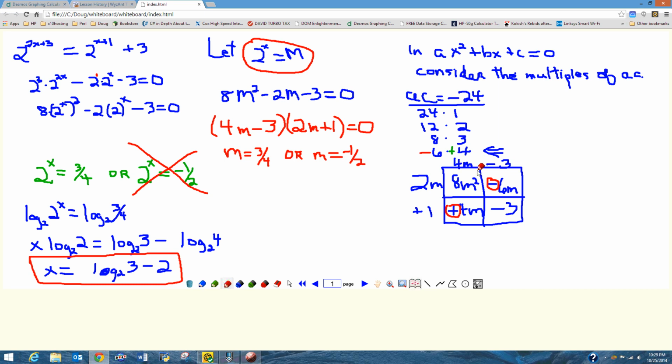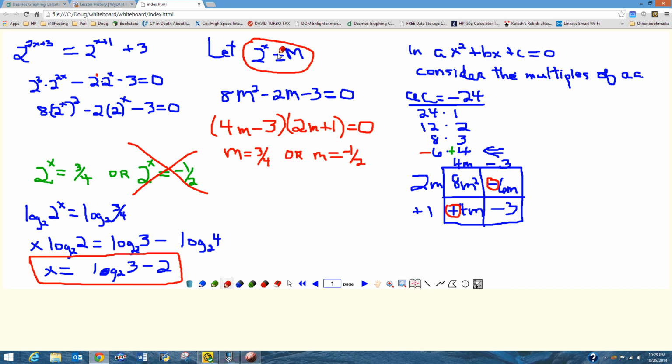Really what you're doing in essence is factoring by grouping. It's kind of hidden. And you can check by FOIL to see that the product of these two binomials does give you this. Setting each factor equal to 0, you get m equals 3/4 or m equals negative 1/2. Those two numbers make this quadratic equation true.